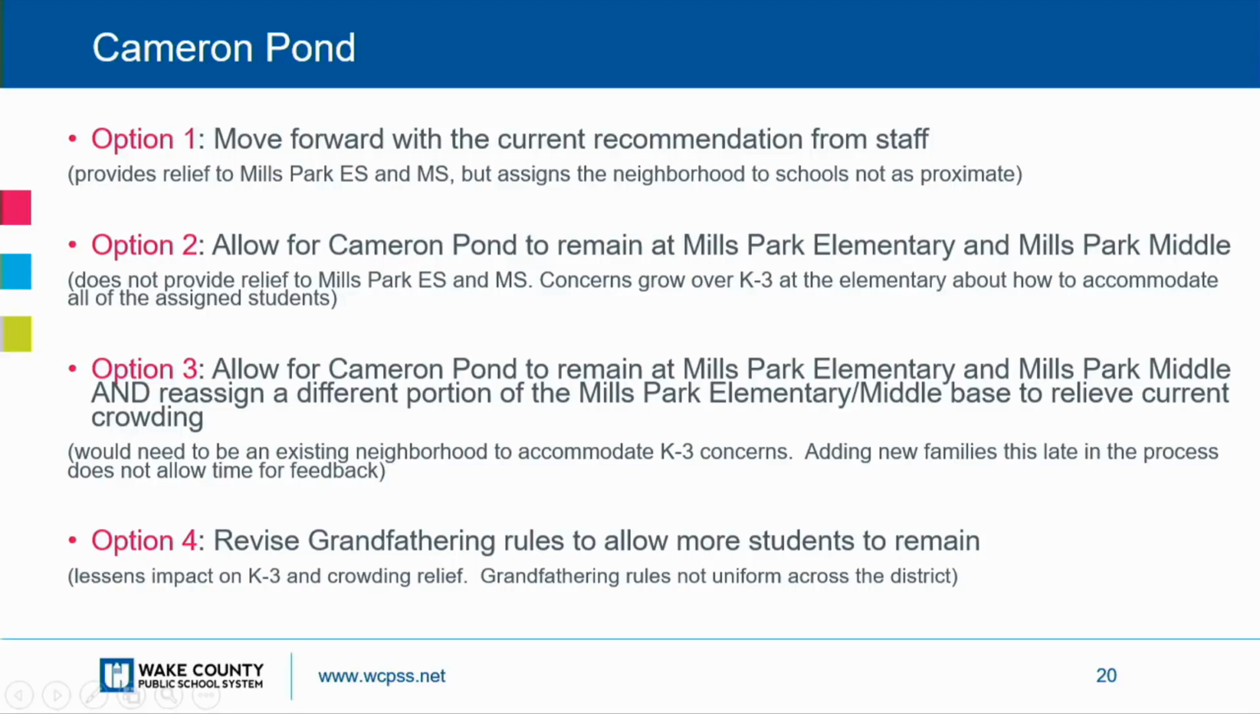But again, that's a short-term solution, but doesn't help with the impending K-3 class size concerns that are starting to be phased in next year for 1920.